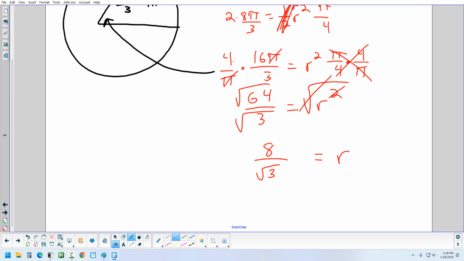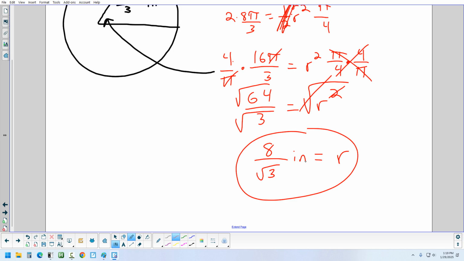Technically, we're not supposed to leave the square root in the bottom. I'm okay with us doing that for now. Eventually, I'm going to show you how to fix it. But I need a label. Inches. My original length unit was inches squared for area. Radius is just inches.